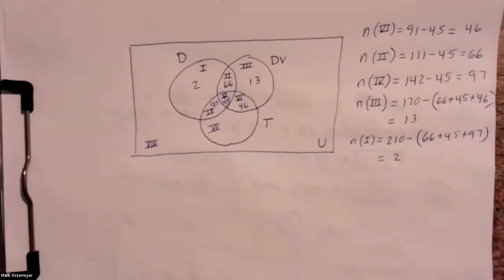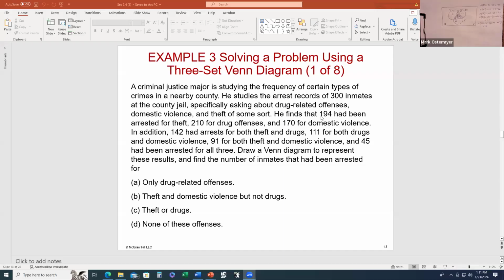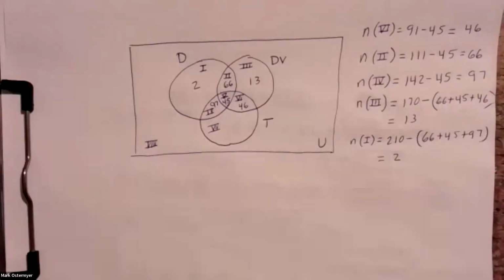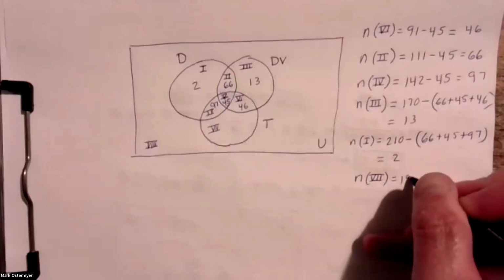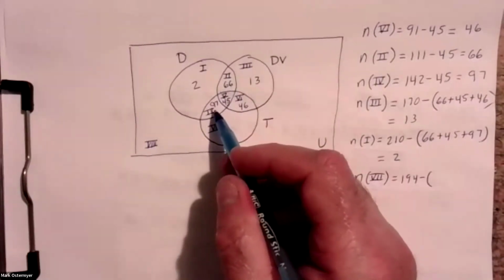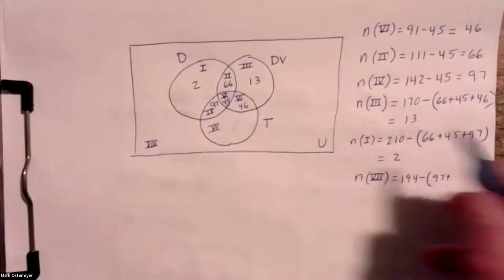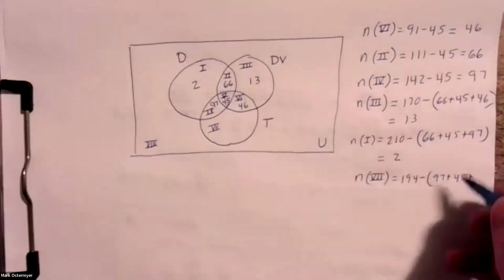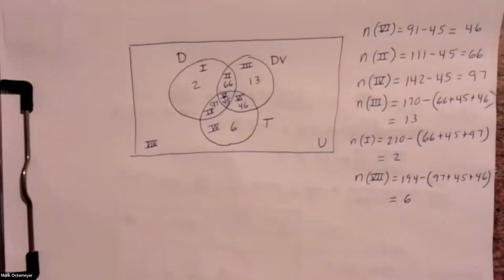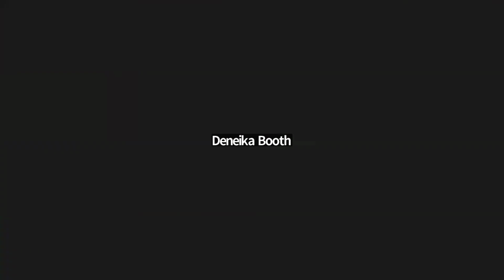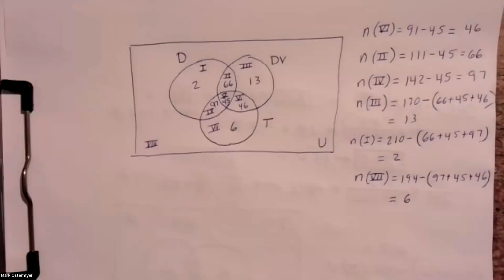All right. We're getting there. And then 194 had been arrested for theft. Well, of the 194 that have been arrested for theft, how many have been accounted for? Well, 97 have been accounted for, 45 have been accounted for, and 46 have been accounted for. Get on your calculator, dial it up, and tell me how many have only theft offenses. Only six have theft offenses. Good. Are we done populating these regions? Yes or no? Yes, for those ones, but we still have to do region eight. Very good. We're not done.